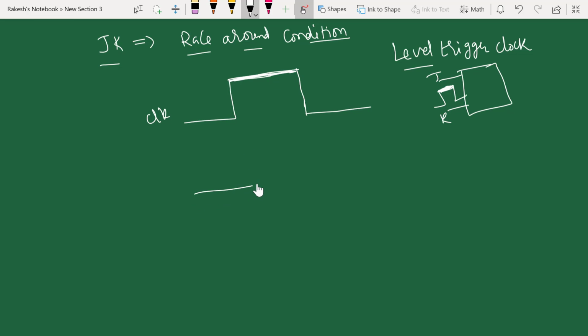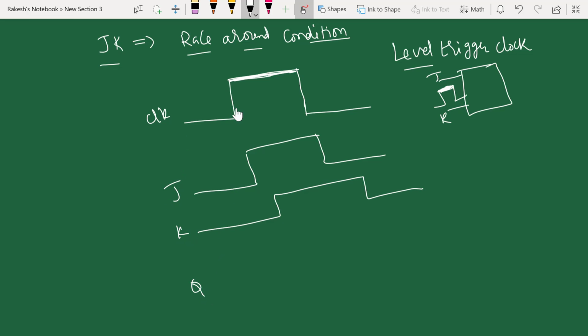Now let's take J equals 1 and K equals 1. This is my J and this is my K. Let us assume this is my Q. Till this place your clock is disabled. Let us assume the previous output is in the 0 state. Till this place your clock is in the low state, so it will be in the memory state. After this time your clock is enabled.